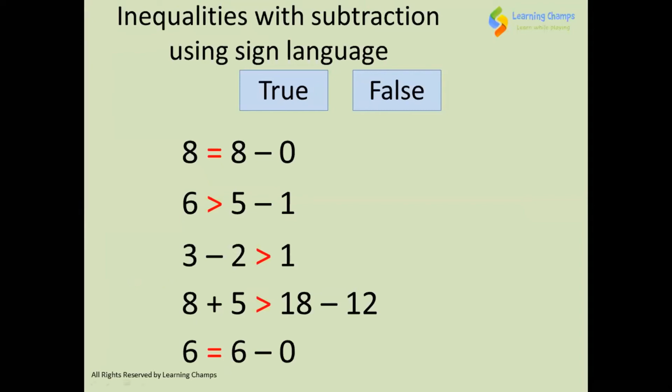All have put the right sign. Okay. One says it's wrong. Most of them say it's right. Okay. Let's see. It's true. Because 8 minus 0 means the value is not reducing. It's 8 itself. So the next one. Right or wrong? True or false? True.